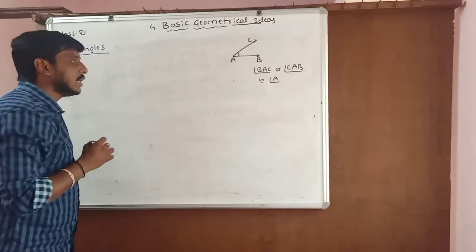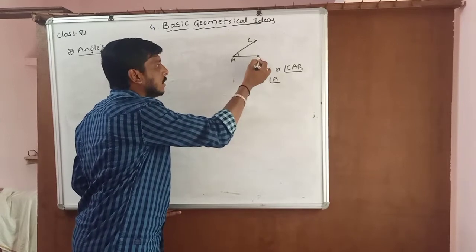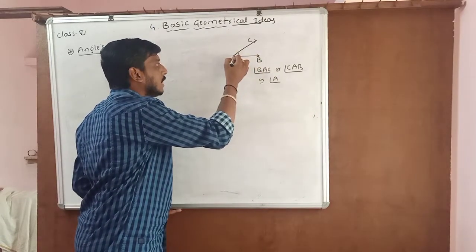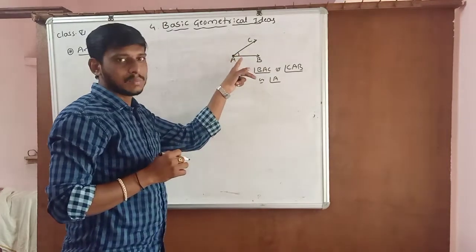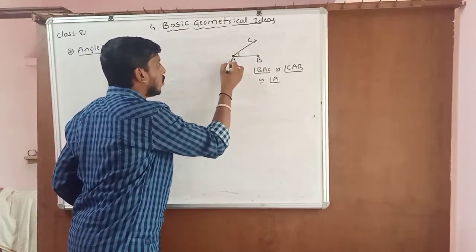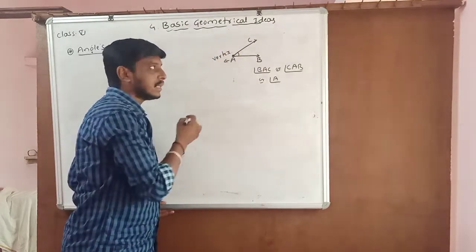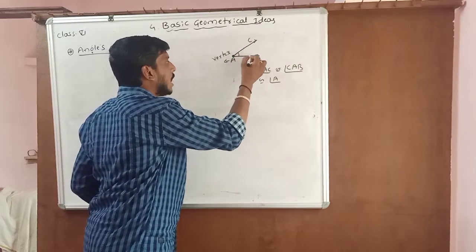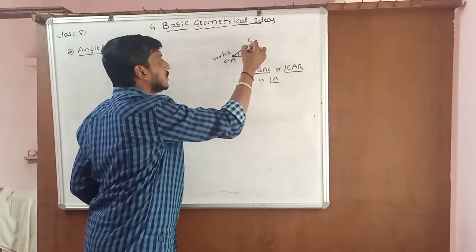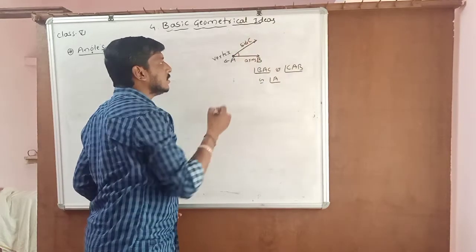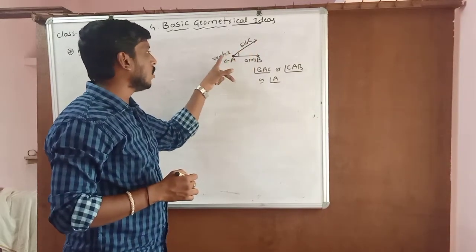So here, what do you mean by angle? An angle is made up of two rays. This is one ray and this is one ray. Two rays meet at a common initial point. This common initial point we call the vertex, and these two rays are called arms, or you can say sides. You can say AB and AC are arms or sides, and this point A is called the vertex.